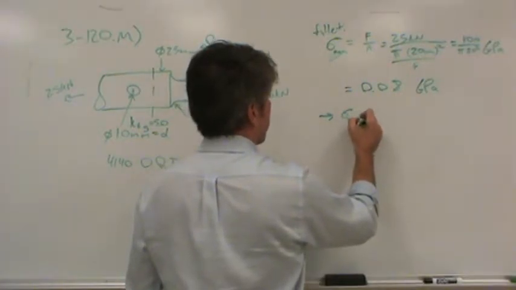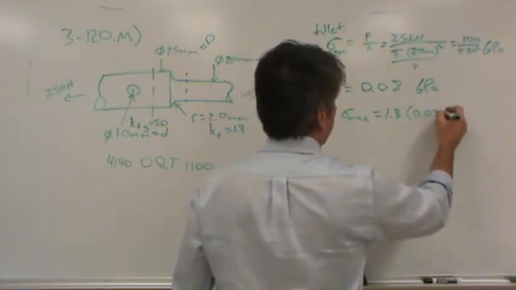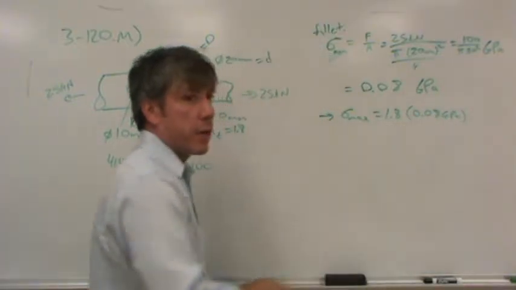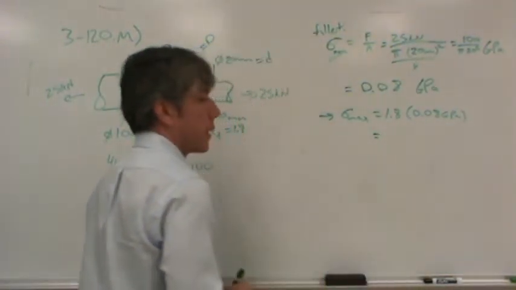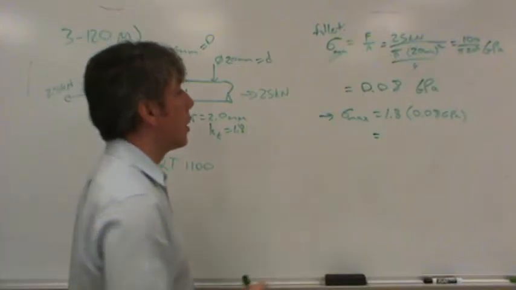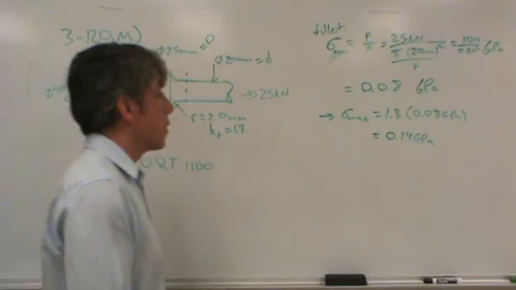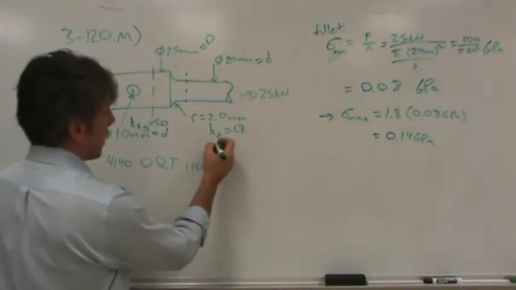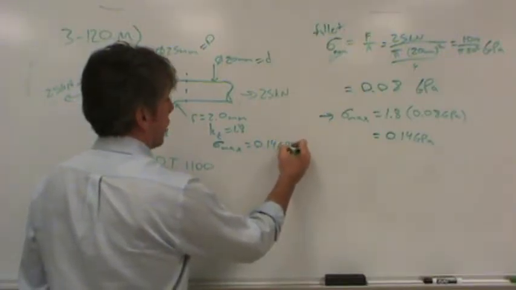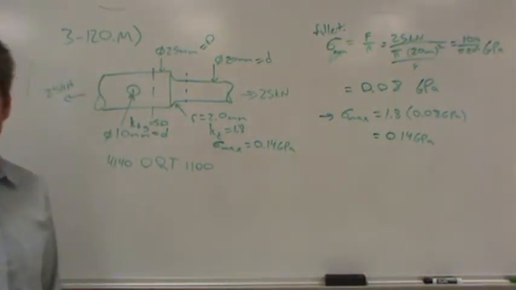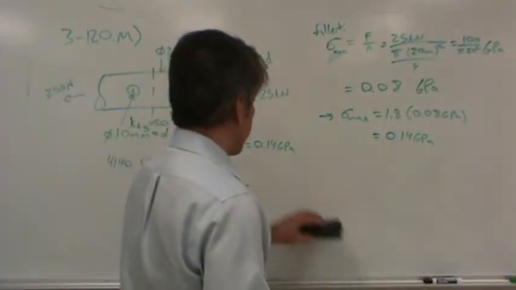So the maximum stress at the fillet would be 1.8 times the 0.08 gigapascal. If you still have that number in your calculator, just multiply it by 1.8. What do we end up with? 0.14 gigapascals. So there's the effective stress. Let's write it down here: the maximum stress at the fillet, 0.14 gigapascals. We still don't know how close we are to the material failing, but we do know that's the stress.